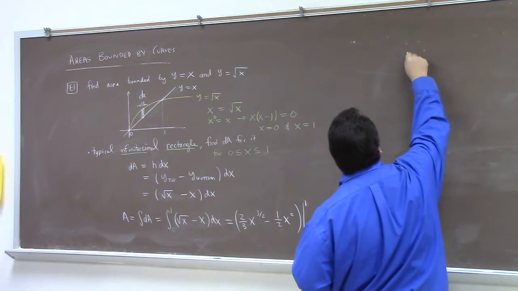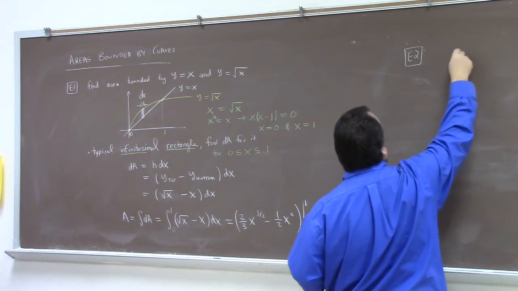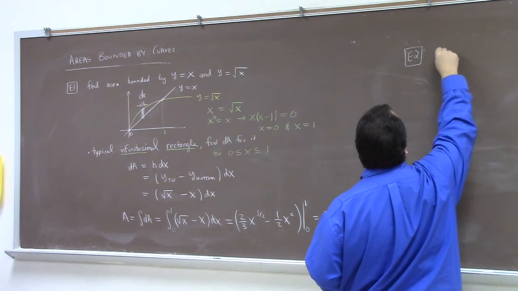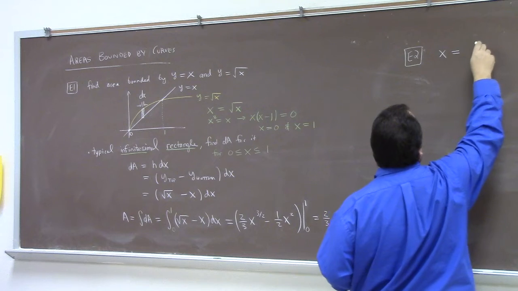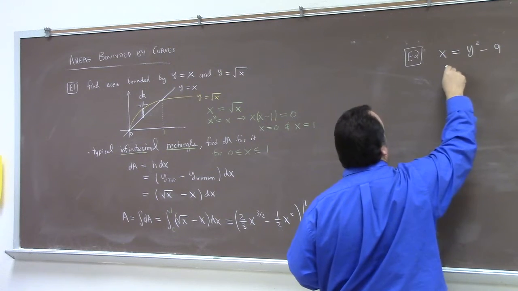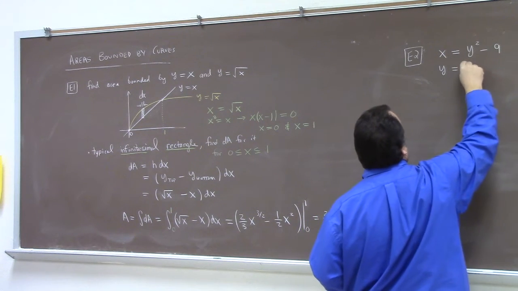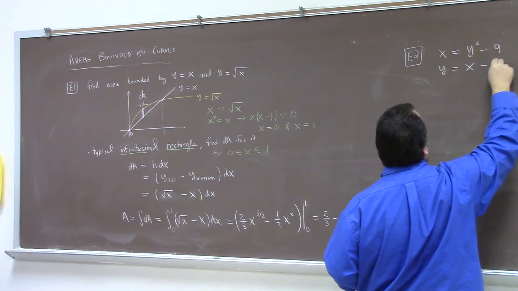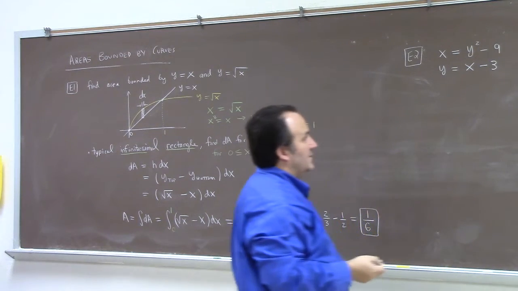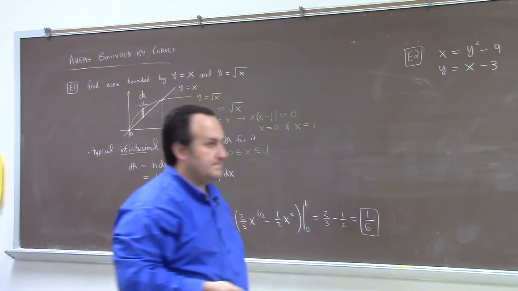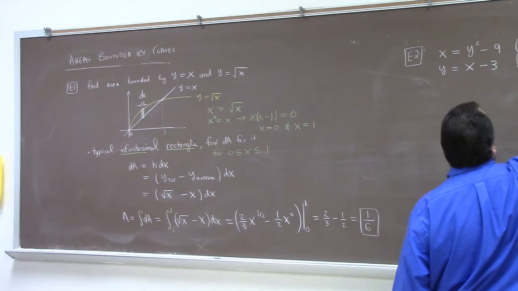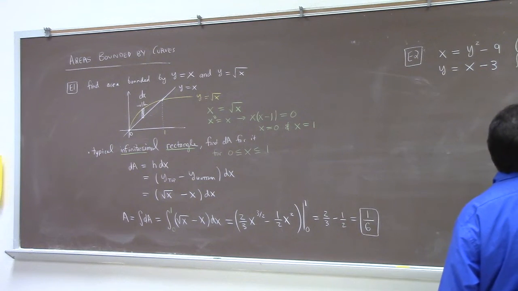Example 2. Suppose we're looking at x equals y squared minus 9, and y equals x minus, I don't know, 3. That might work out nice. We'll see. Find the area bounded by these curves. Hopefully that problem makes sense. We'll find out soon.